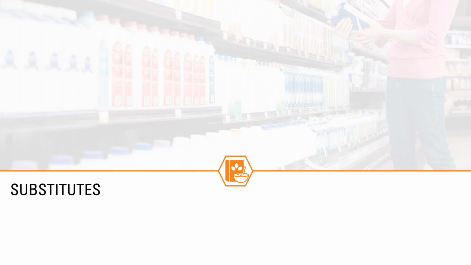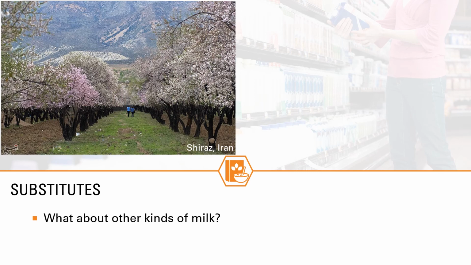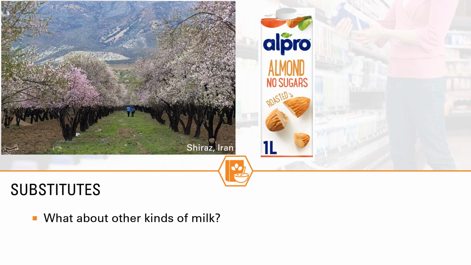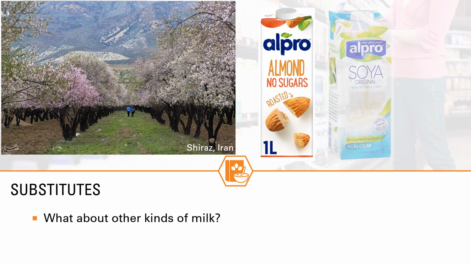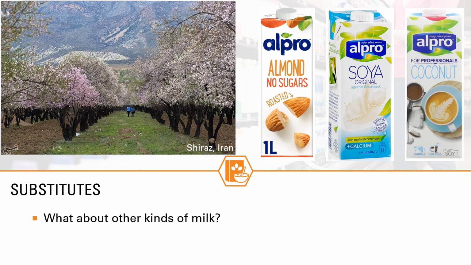Right, let's go to another thing, substitutes. All right, so the reason why I've always been stressing cow's milk is because there's other kinds of milk available, right? So this is a lovely photo of an almond grove in Shiraz, Iran. This is where almonds came from, and of course, one of the most popular variations of cow's milk is the almond milk, right? We also have soy milk. We also have coconut milk. So many other milks, all right?